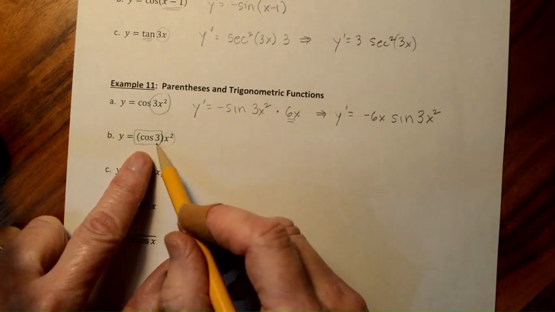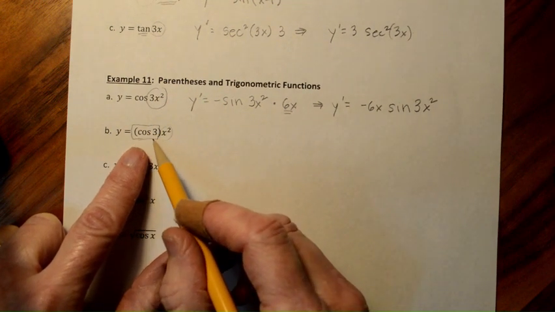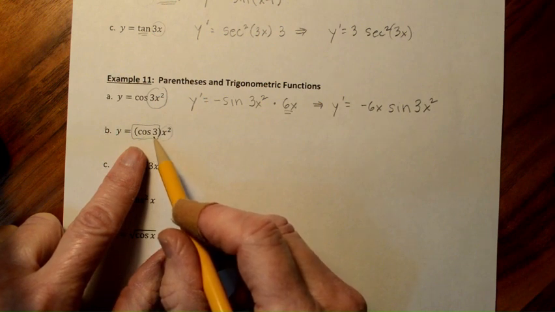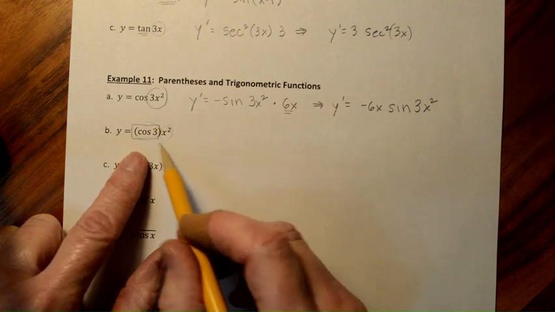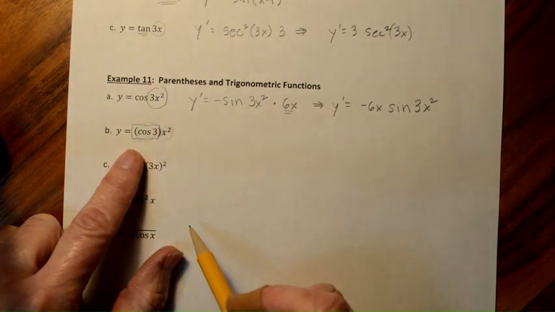Well, cosine of 3 is just a constant. 3 is a constant, so we're taking cosine of 3. Again, that could be like pi over 6 or 30 degrees or something. That is a number. So actually this is the coefficient of that x squared.